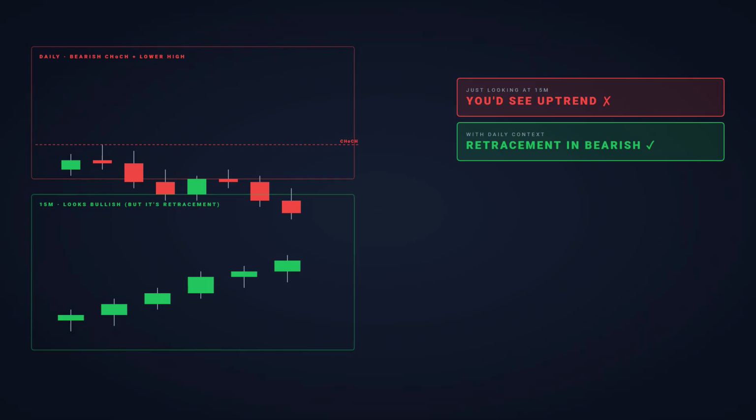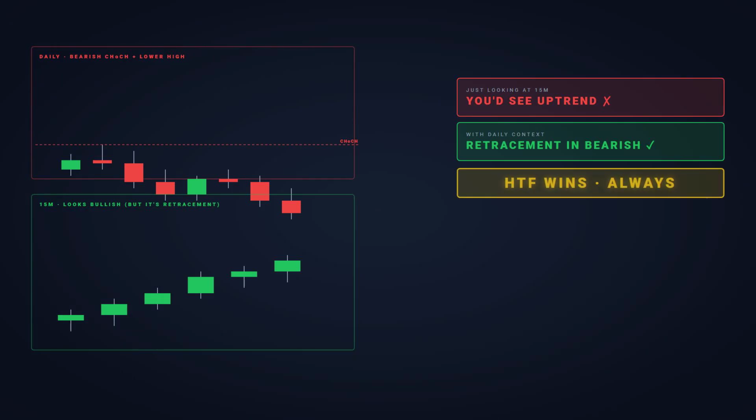On screen, you have a daily chart showing a clear bearish CHoCH and the beginning of a new lower high forming. Below it, on the 15-minute, price is pushing up. It looks bullish. If you only had the 15-minute open, you'd see an uptrend. With the daily context, you see a retracement. These two reads of the same price action are not both valid at the same time. The higher time frame wins, mechanically, always.